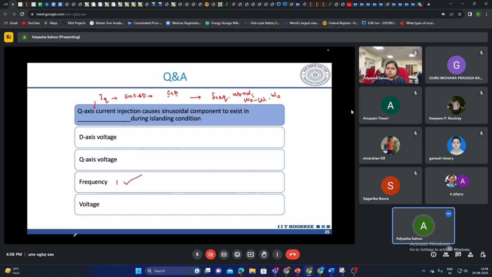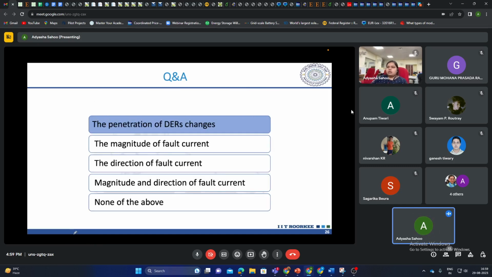Then next, the penetration of distributed energy resources will change the magnitude of fault current, the direction of fault current, the magnitude and direction of fault current, or none of the above. It's magnitude and direction of fault current. Okay, we got magnitude and direction. Anyone else?